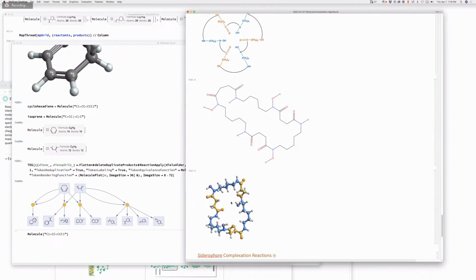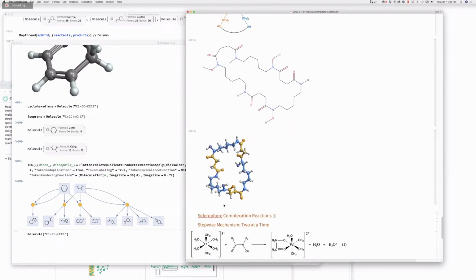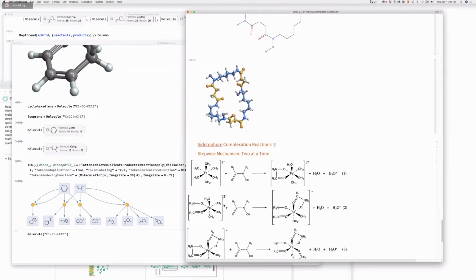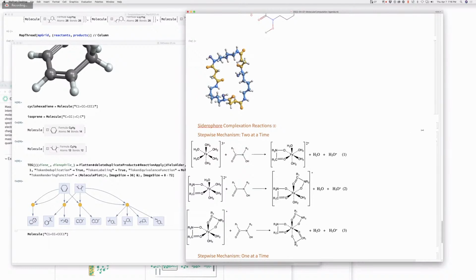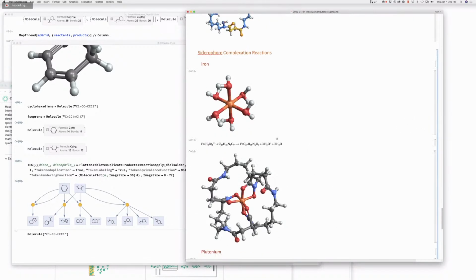Where does the iron go? Does the iron get stuck in the middle here somewhere? Yeah, the iron gets stuck in the middle, and we'll see that just a little bit lower. And if you open up the next bullet, so therefore complexation reactions. Yeah, there you go. So here's the iron version. So iron with 6 waters around it, and it reacts with the big thing, and you get the structure that you see there.